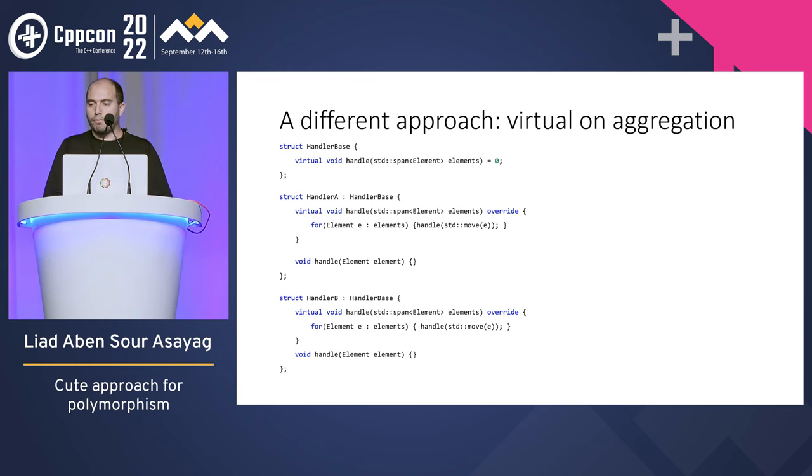A different approach would be to be virtual on aggregation. What I use here is that I'm getting lots of elements at once from my network or accelerator, so I can do a virtual handle on the collection of the elements. Each handler only overrides the handle on the span of many elements and does the for loop. The single handle method itself is very, very simple and not virtual, and I can call it many times without worrying.